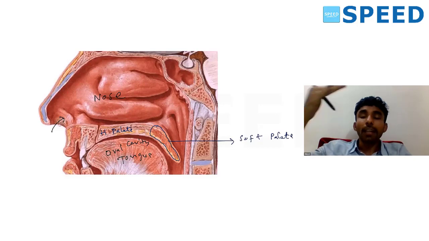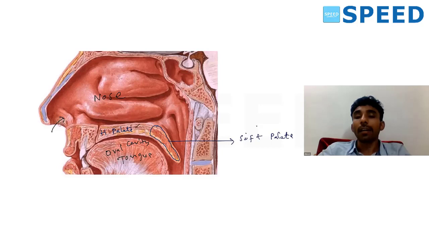Separating the nasal cavities above and the oral cavity below, we have the hard palate anteriorly and the soft palate posteriorly. In this diagram you will have the orientation: front, back, anterior, posterior, superior, inferior. The region I am marking now is called the nasopharynx. Behind the nose we have the nasopharynx. Similarly, behind the oral cavity, this region is called the oropharynx.